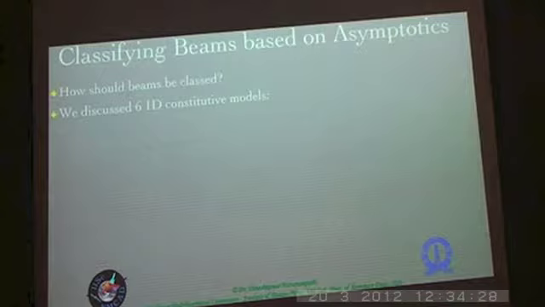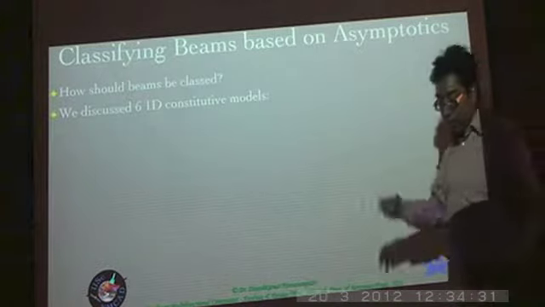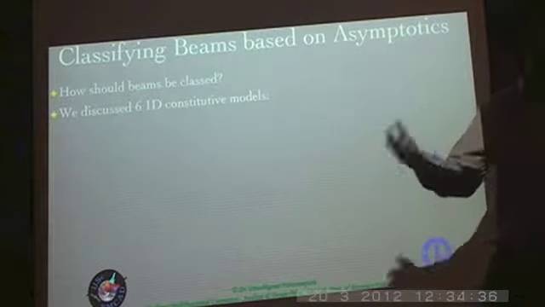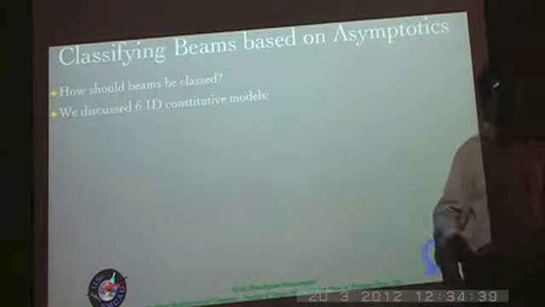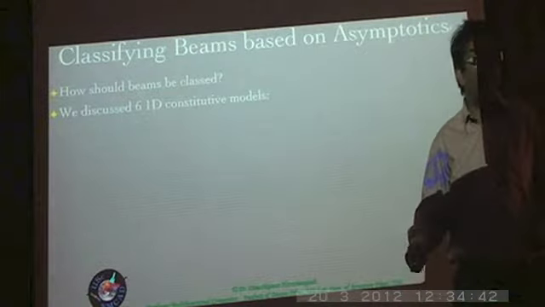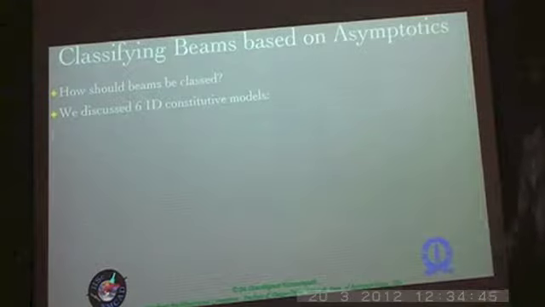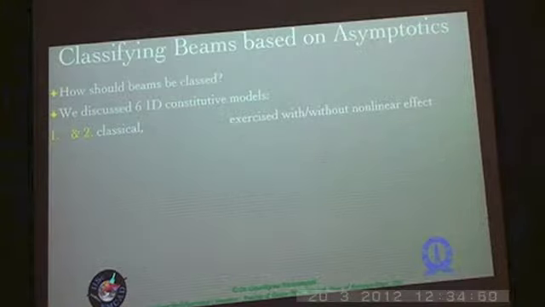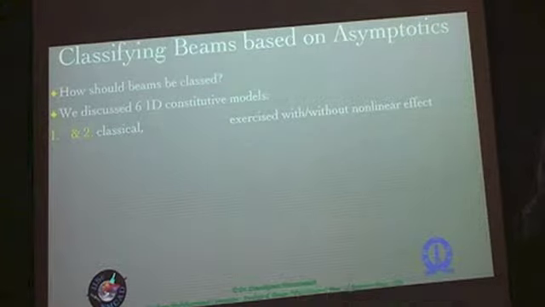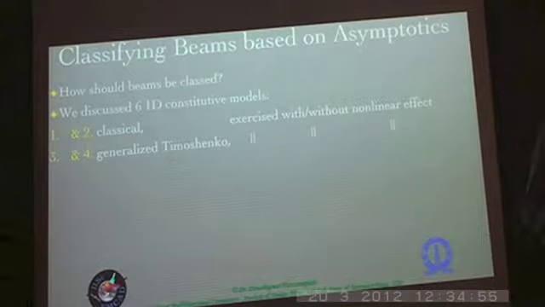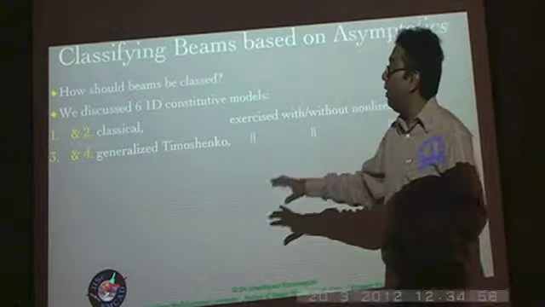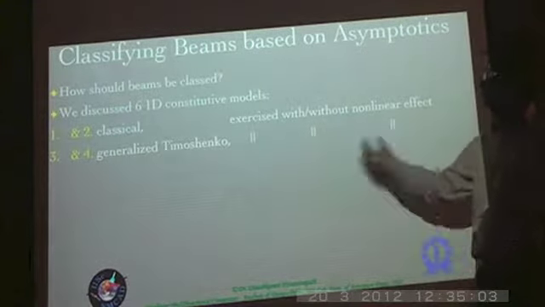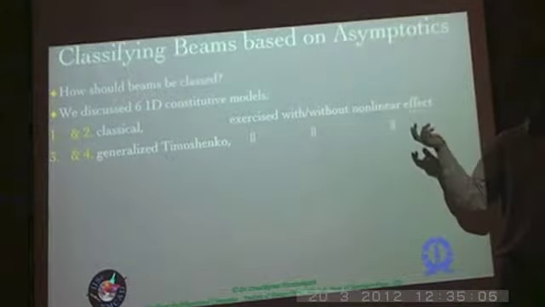So we discussed, of course, 6 different 1D constitutive models, 3 which are basically linear, and then whether you add the nonlinear terms or not, you basically get 3 plus 3. That is 3 linear models and 3 nonlinear models, so a total of 6. So what are they? Basically, the first would be the classical model, and the classical model exercised with the nonlinear effect. Then the second would be the generalized Timoshenko, which is a 6 by 6 matrix involving the transverse shear elements gamma 12 and gamma 13 in addition to the classical theory. And again, that also can be exercised with or without the nonlinear effect.